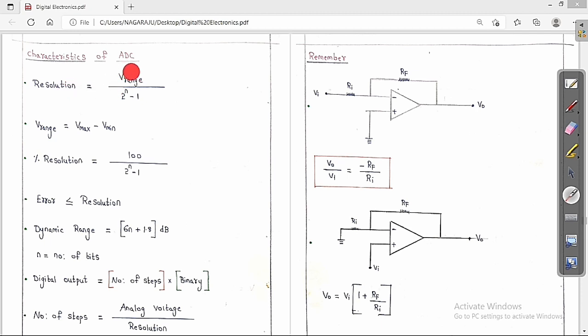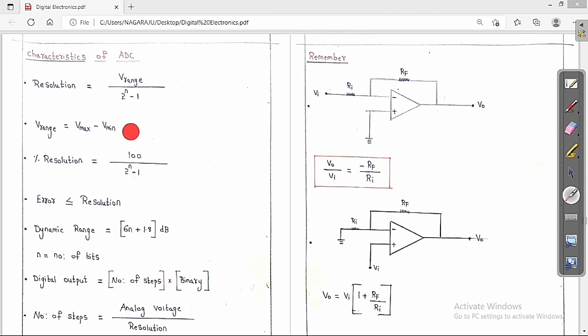ADC, as I already told you, converts the analog signal into digital format. The digital format we represent by n bits. Then what is the resolution? It is V range by 2 to the power of n minus 1, where n is the number of binary bits and V range is the maximum voltage minus the minimum voltage. And percentage resolution is equal to 100 by 2 to the power of n minus 1.